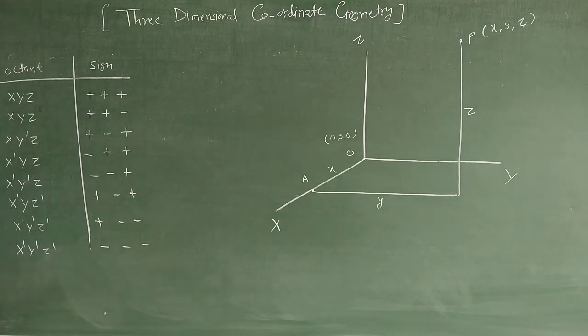So this is the sign convention. If any point lies in the first octant, that means x, y, z, this is known as plus, plus, plus. If in x, y, z dash, it is plus, plus, minus. So this is the way of sign convention in the octant where the point lies.